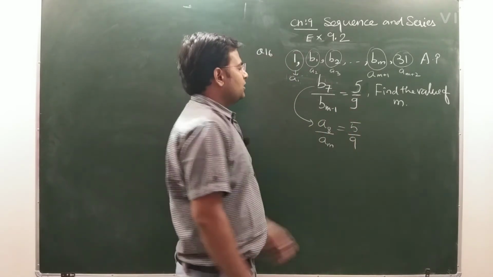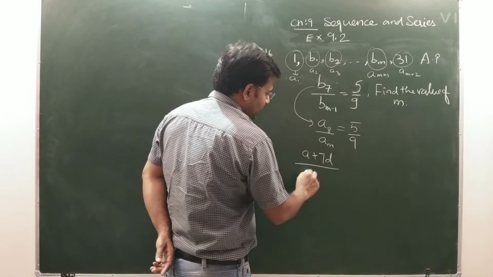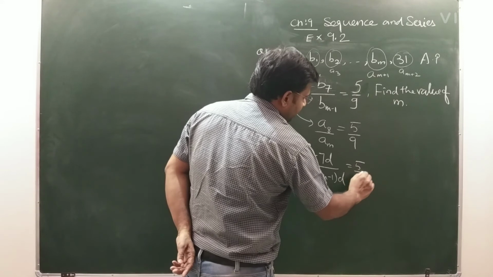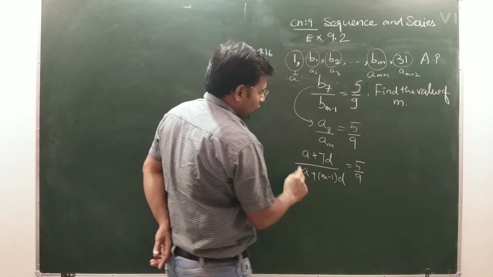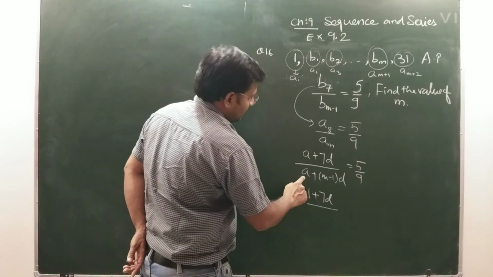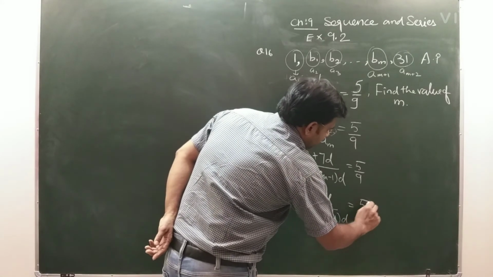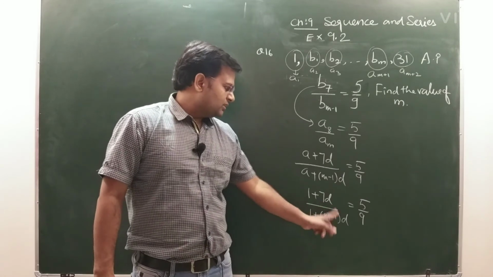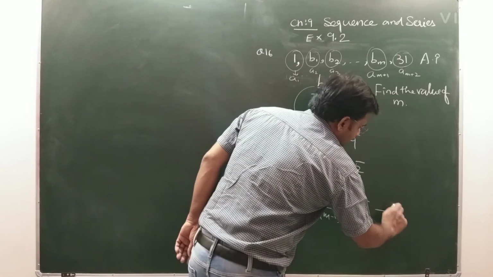So a8, you put the general term formula, this is a plus 7d, and this will be a plus (m minus 1)d, and this is 5/9. Now you can see your value of a is 1. So you can write this as (1 plus 7d) upon (1 plus (m minus 1)d), this is 5 upon 9. Now if you have to find the value of m, you must have the value of d. So now we can find the value of d. You can mark this equation number 1.